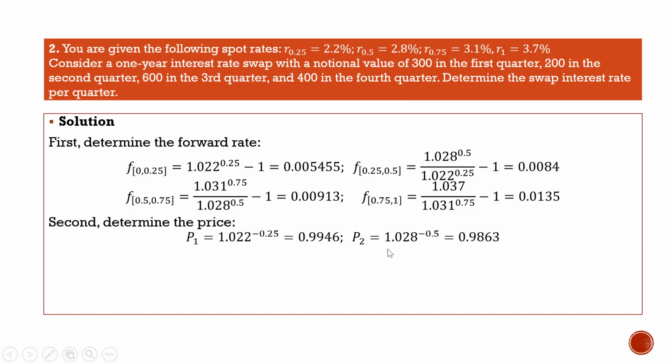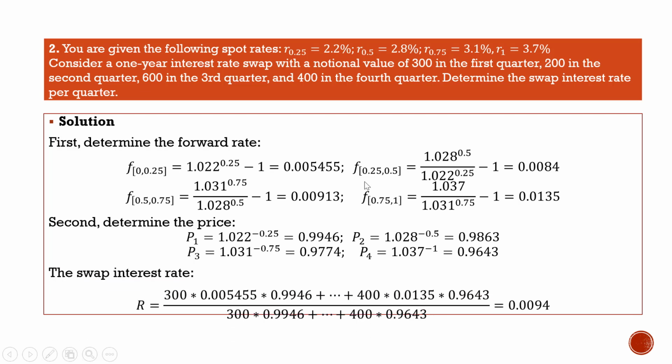So P2 is 1.028 to the negative 0.5, which is 0.9863. And similarly, we got P3 is 0.9774 and P4 is 0.9643. Now we use this information.